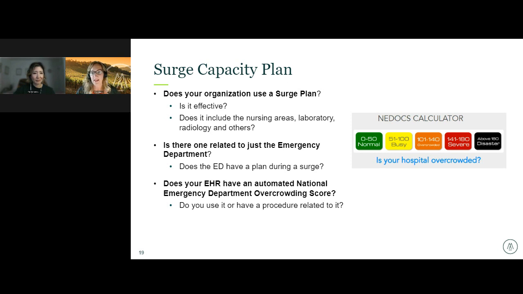And typically what that means is the hope is to get some additional help. So if you're in the black or even the red, laboratory and radiology, even the nursing areas would have some specific steps they put in place to help the emergency department. So I would encourage you to take a look at how the rest of the hospital could help the emergency department when they're at their busiest.